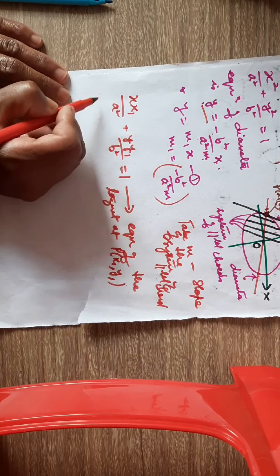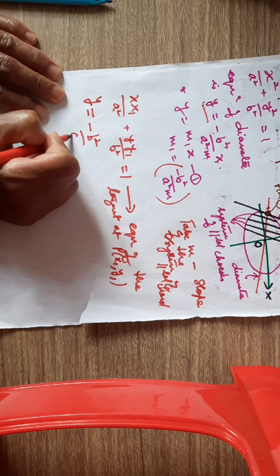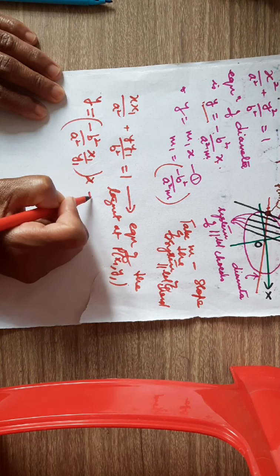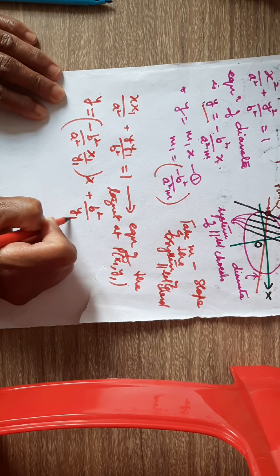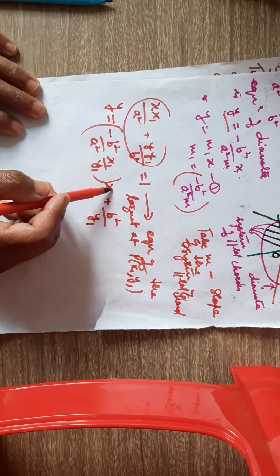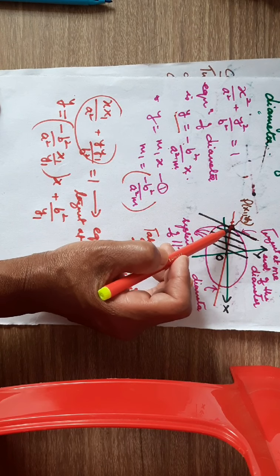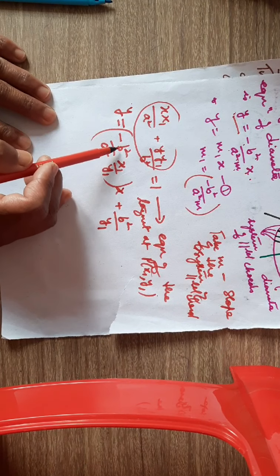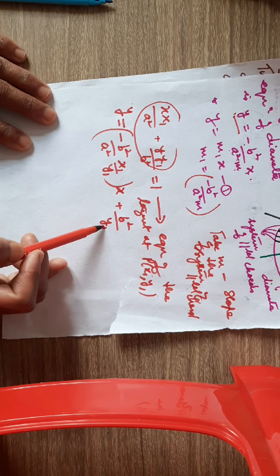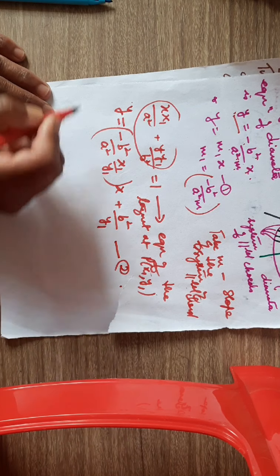Now, from this equation, you simplify, then you'll get y is equal to minus b square by a square x1 by y1 into x plus b square by y1. So on simplifying this one, expressed in the form y is equal to mx plus c, the equation of the tangent of the ellipse at the point x1, y1 will now be given by y is equal to minus b square by a square x1 by y1 into x plus b square by y1. Now name this as equation 2.